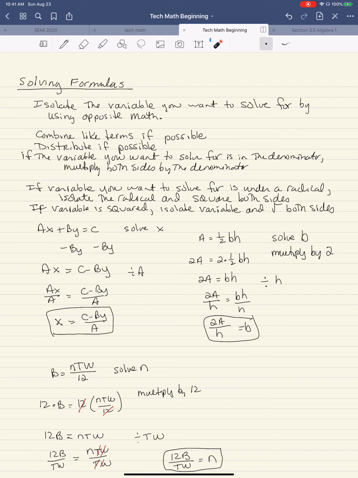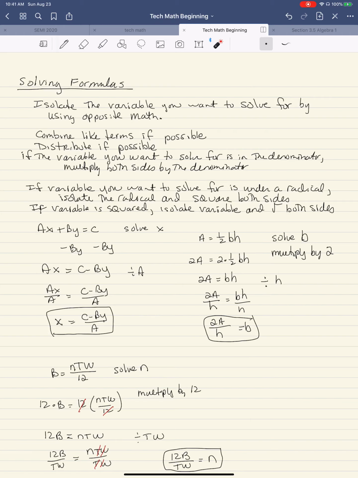b equals n, capital T, capital W, divided by 12. Solve it for n. The first thing I want to do, again, is get rid of this 12. This is divide by 12, so I multiply by 12. So multiply both sides by 12. I get 12b equals 12 parentheses ntw over 12. 12's cancel on the right. So I get 12b equals ntw.